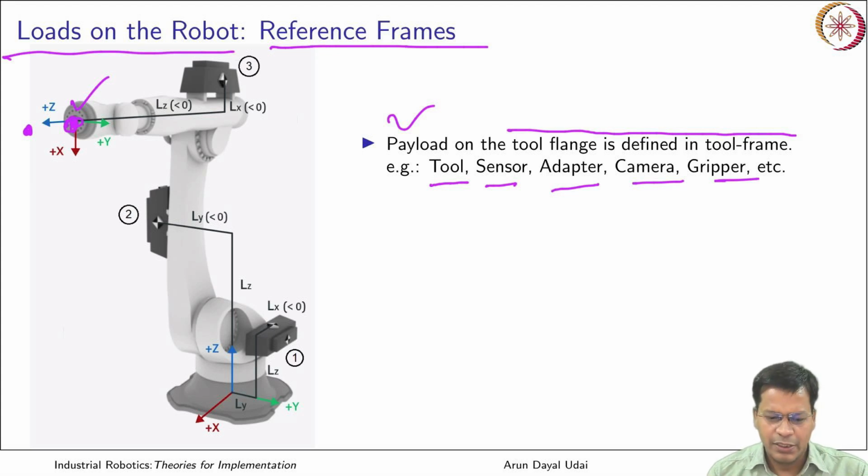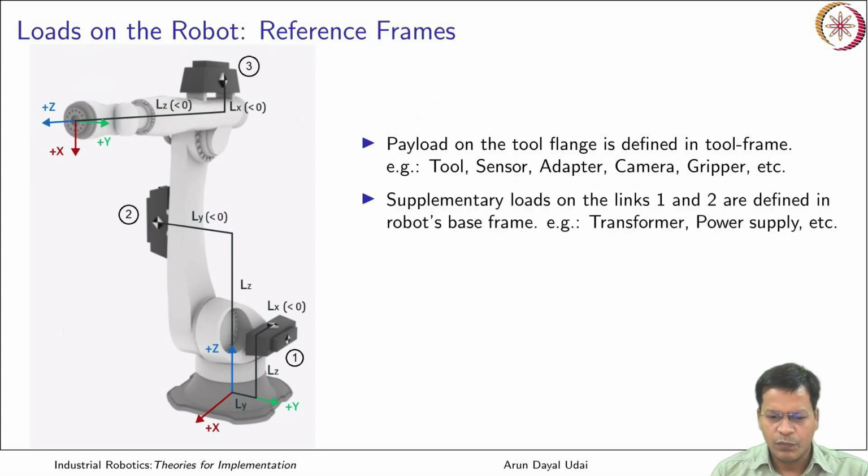We have already seen it when we were discussing the technical specifications of the robot. So this is your payload, and it is defined with respect to the frame which comes here. This is the robot flange, commonly known as the tool flange. And then you have supplementary load on links 1 and 2.